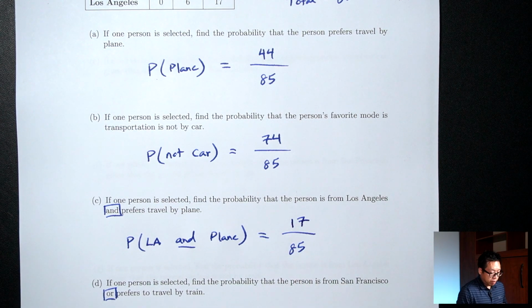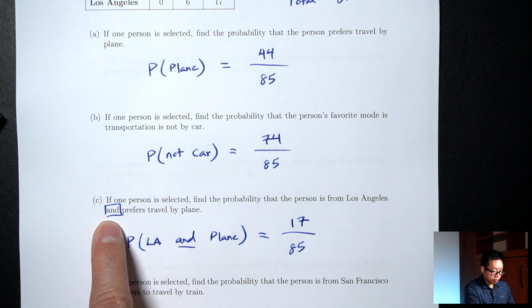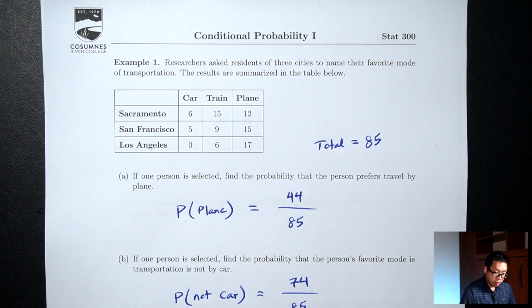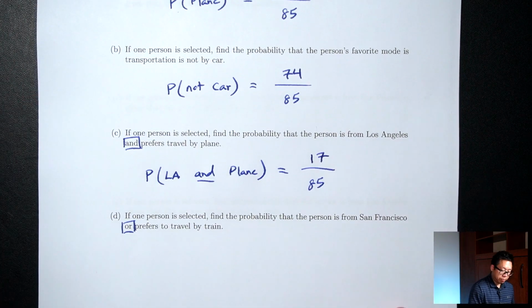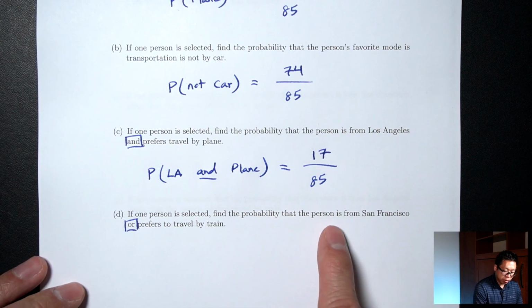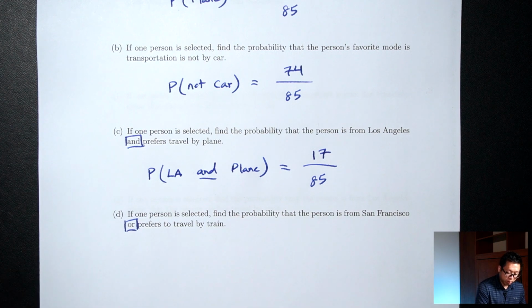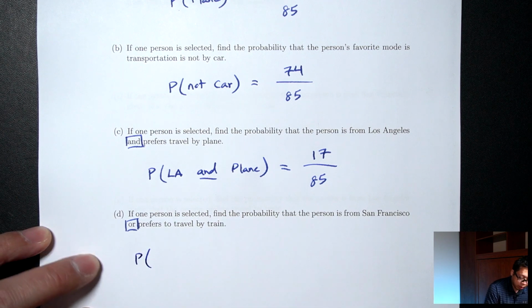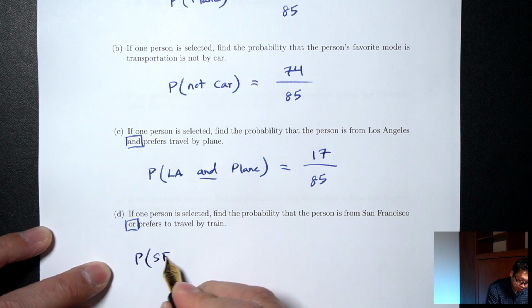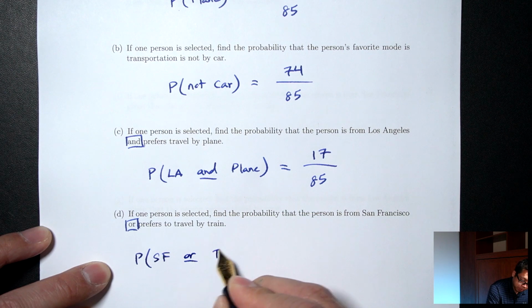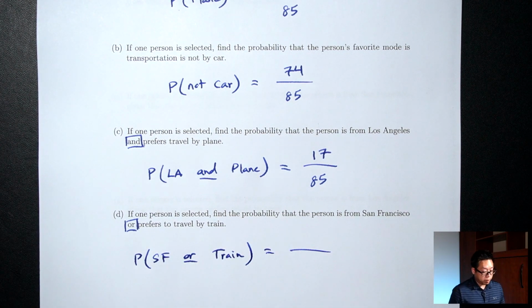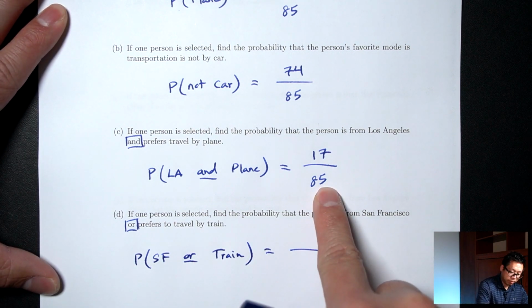And as a tip, when you're looking for and probabilities, it should just be a single number in your table. All right, next, part D. We're looking for a probability that the person is from San Francisco or prefers travel by train. So in symbols, I'm looking for probability of San Francisco, SF, or train. Bottom, still the same. How many different people can I pick from total? That's going to be 85.